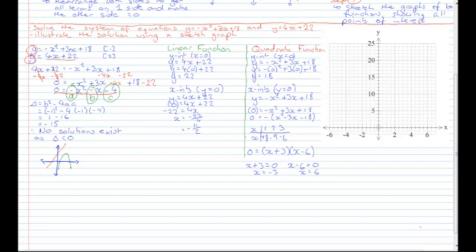Now, if they're not actually going to cross over, then there's no point looking for the points of intersection, because they don't exist. So what we're going to do now is find the x-intercepts for each equation, and the y-intercepts for each equation, and then go through and sketch them separately.